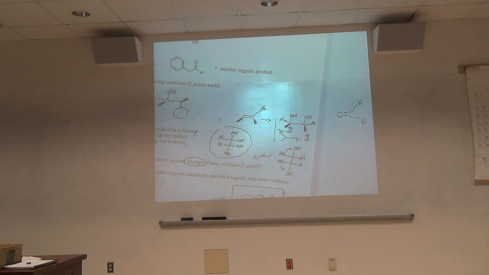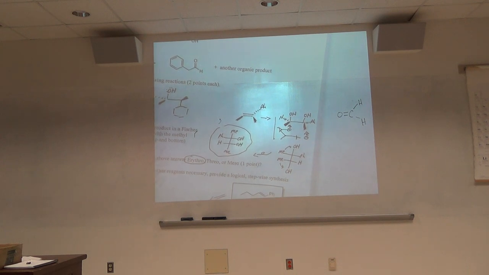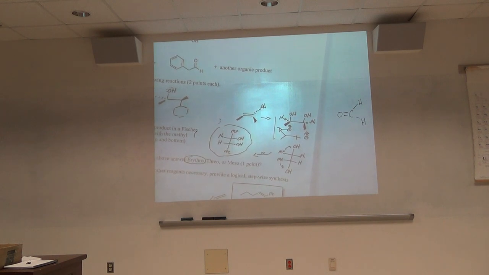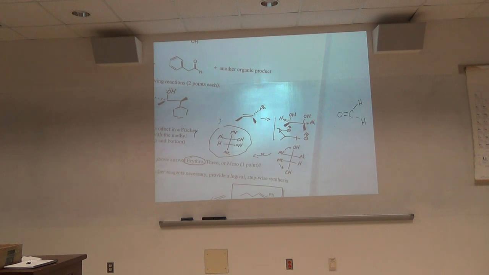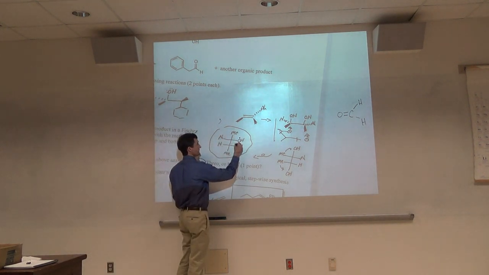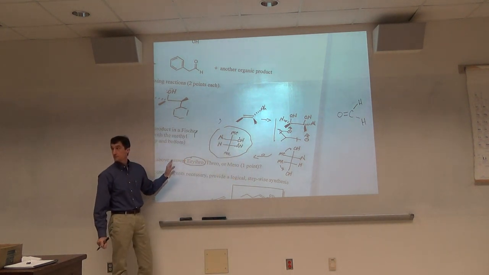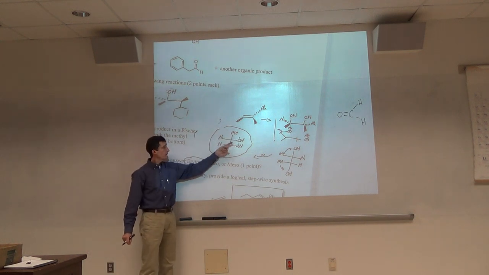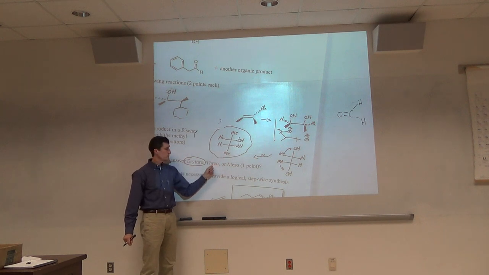How'd we do? Questions? Erythro? You didn't see erythro in organic one? Erythro means the high priority groups are on the same side of the Fischer projection. High priority groups are oxygen and oxygen. They're on the same side in the Fischer projection. That's it right there. If the OHs were on the opposite side in the Fischer projection, it would be threo.